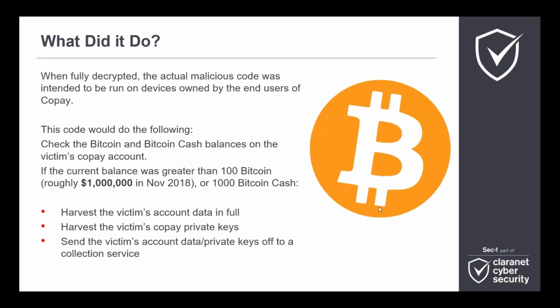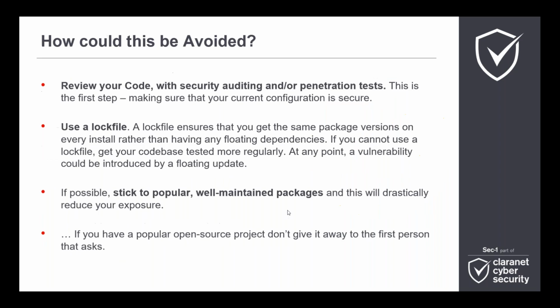Well, when fully decrypted, the actual malicious code was intended to be run on devices by the end users of Copay, and it would do the following: check the Bitcoin and Bitcoin Cash balances. If the balance is over 100 Bitcoin, which is, as I mentioned, $1 million in November 2018 money, or 1,000 Bitcoin Cash, which I'm not sure about, it would harvest the victim's account data in full, harvest their Copay private keys, essentially stealing all of the cryptocurrency, and then send the victim's account data and private keys off to a collection service on an IP address that I'm not putting on here.